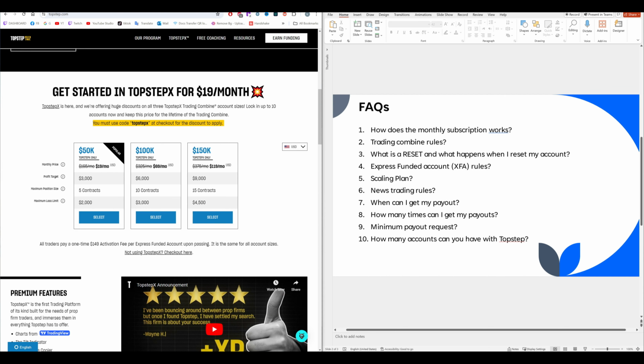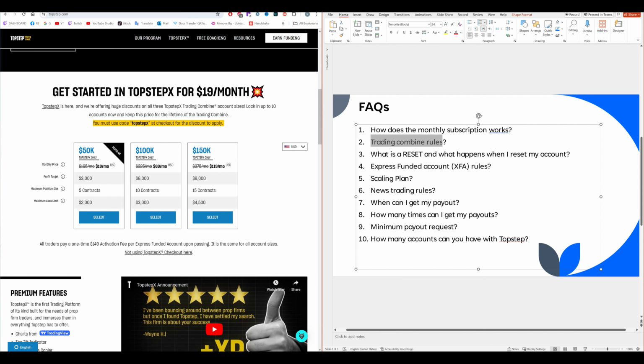Only after you pass the challenge, you can go ahead and move to the express funded account, where you pay a one-time activation fee of $149 and you will be moved to an express funded account where you can make profits on it and request payouts from it. Now we're gonna move on.